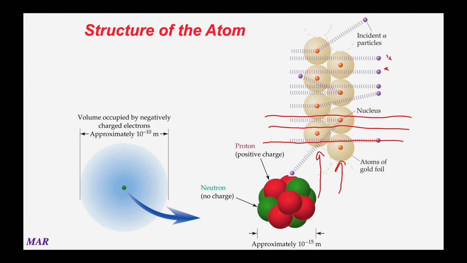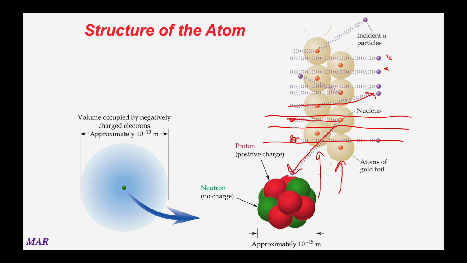However, once in a while, like this one right here, it comes up, and bam, runs into the nucleus. And then it kind of goes back, reflects off. Or some of them refract, which means they kind of go to the left or the right a little bit.